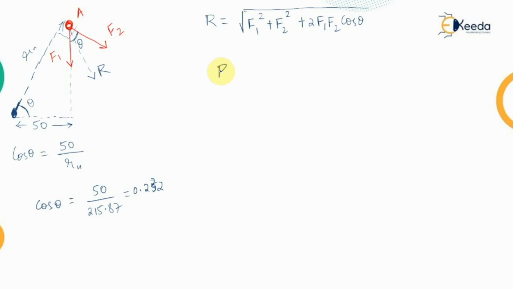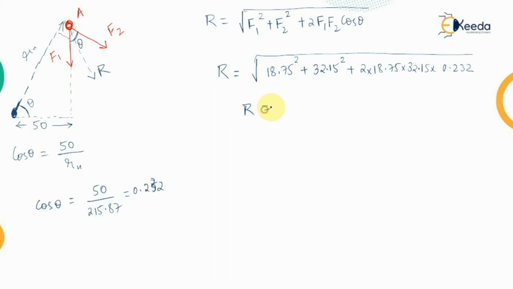Now if we place all the values here, this R can be calculated as the square root of F1 square. This F1 was calculated as 18.75, its square, plus 32.15, its square, plus 2 into 18.75 into 32.15 into 0.232. From here, the resultant that we are getting because of the two forces present on the critical bolt is 40.8 kilonewton. That is the resultant of the two forces acting on the bolt.